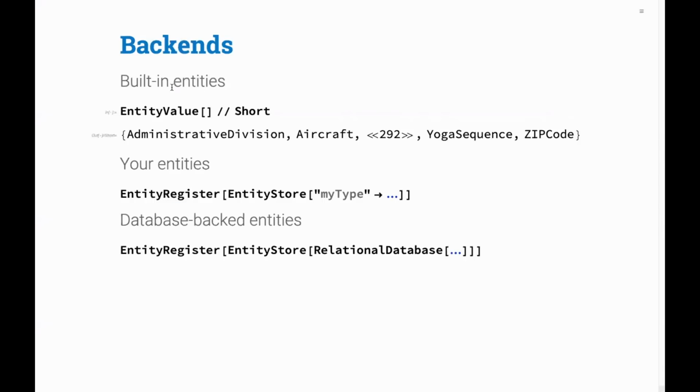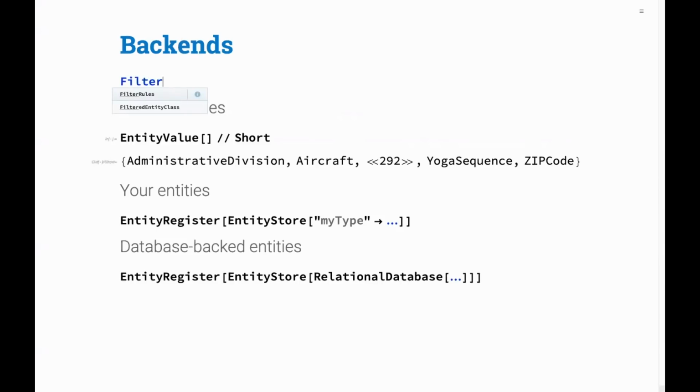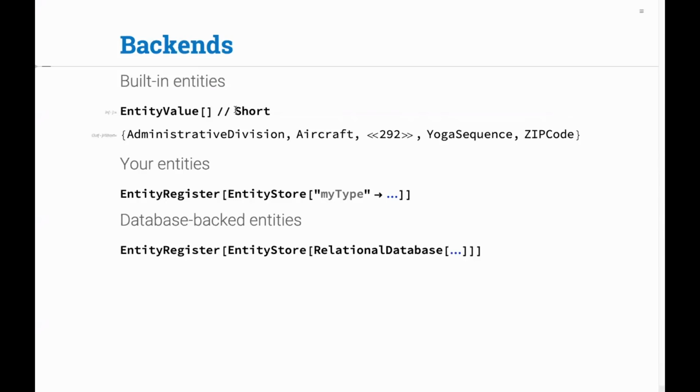So I'm going to just mention it here. But the idea is that you learn one query language, namely the entity query language, which means you filter, sort, aggregate, and combine classes. And with that, you can query different data sources, namely the built-in entities, from which we have a few hundred types. You can query your own entities. You do that by registering in an entity store. Or you can query relational databases by constructing a store based on a relational database.